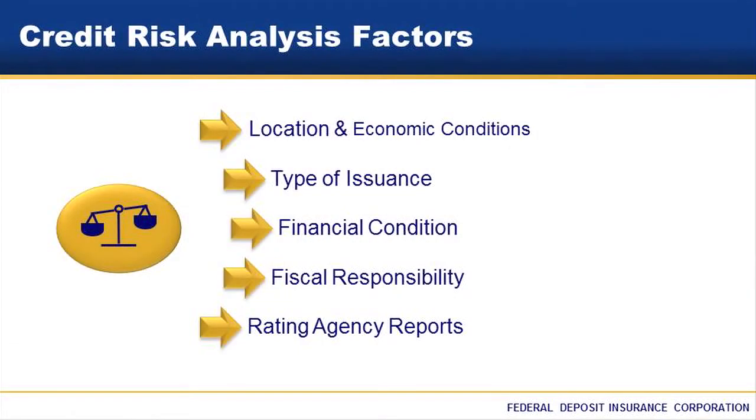The expanded credit risk analysis process should consider the same factors as the basic analysis, but in greater detail. The extent of the expanded analysis will be determined based on the results of the basic analysis. Expanded analysis may be required at the time of purchase or periodically thereafter. Expanded analysis of the location and type of issuance is not necessary, as these elements were reviewed in their entirety during the bank's basic pre-purchase analysis. For the remainder of this module, we will discuss expanded credit risk analysis factors, focusing on economic conditions, the financial condition and fiscal responsibility of the obligor, and rating agency reports.